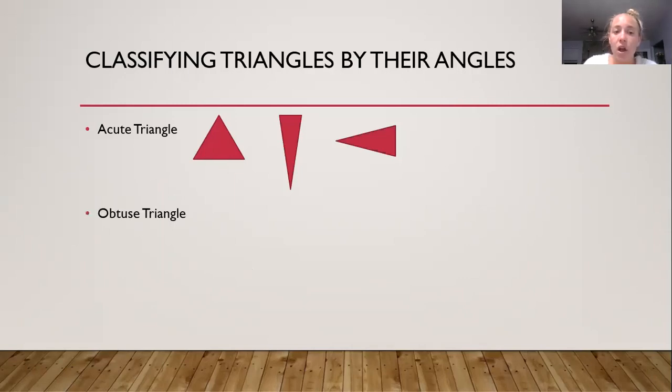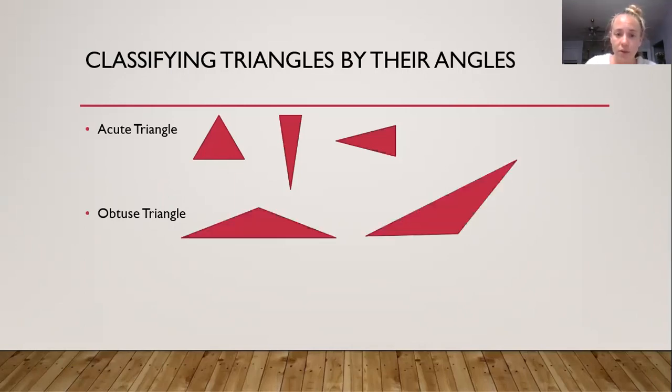Obtuse triangles are triangles that have one obtuse angle and two acute angles. So if you look at these, you can see this is an obtuse triangle, this is an obtuse angle, but these two angles are acute.